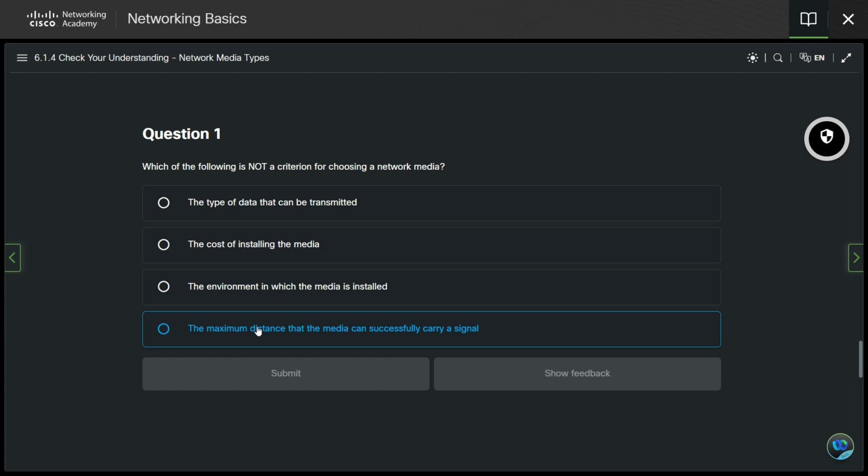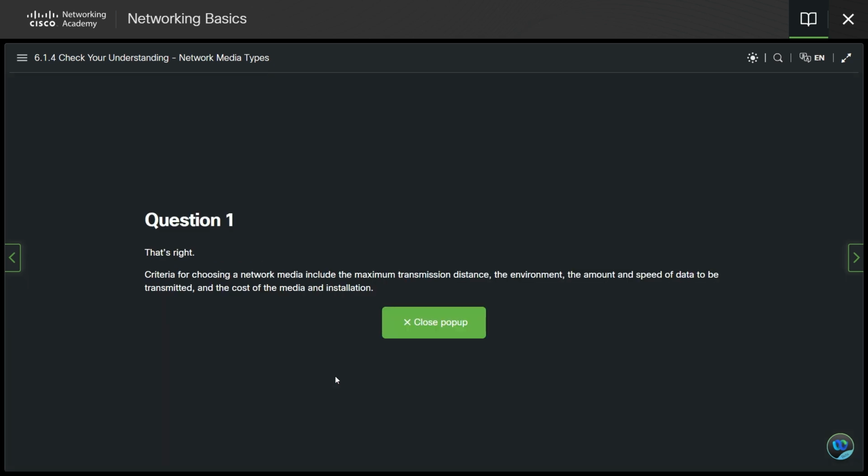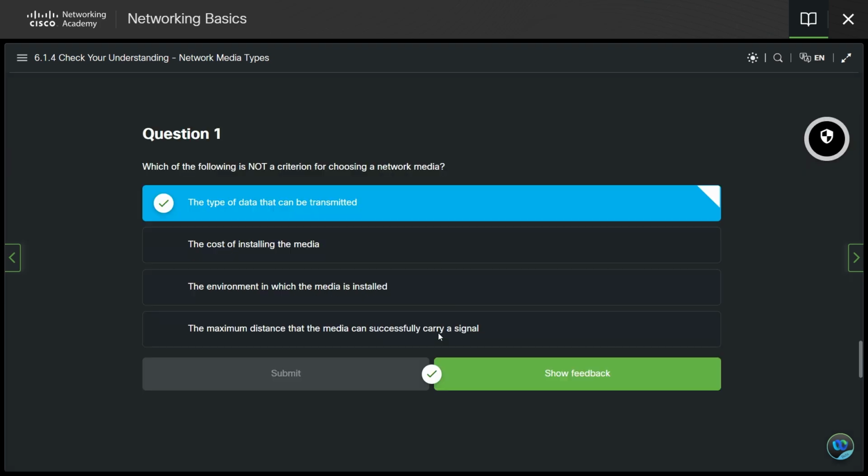This is the type of data. That's right. Criteria for choosing a network media include the maximum transmission distance, the environment, the amount and speed of data to be transmitted, and the cost of the media and installation.